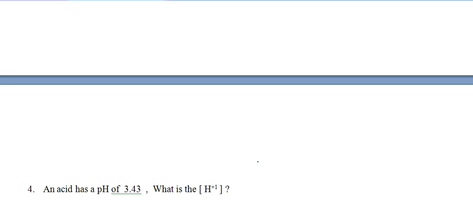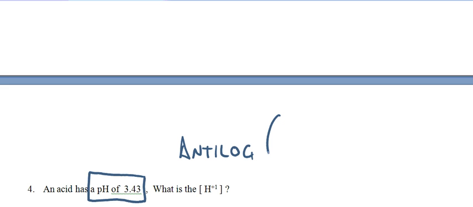Number 4. An acid has a pH of 3.43. What is the hydrogen concentration? If you know the pH and it wants to know what is the concentration, we have to use the antilog. So what we need to do is take the antilog of negative 3.43. And again, this equation is on the back of your periodic table, or it'll be on your test sheet. I don't remember where I put the equation.